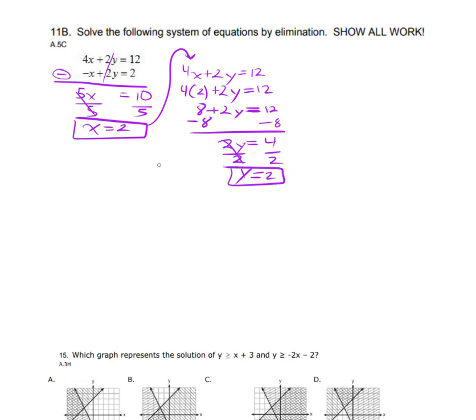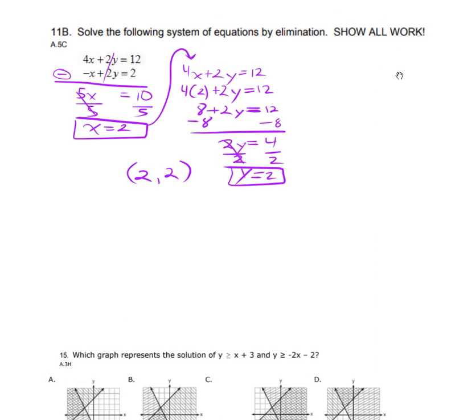And I got x equals 2, y equals 2. So now I'm just going to put that in an ordered pair. Now this 2 here comes from my x, right? Very important. This y goes second, comes from this 2 here. So this one ends up being 2 comma 2.